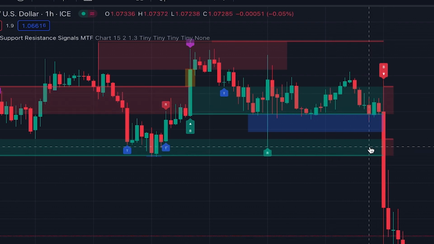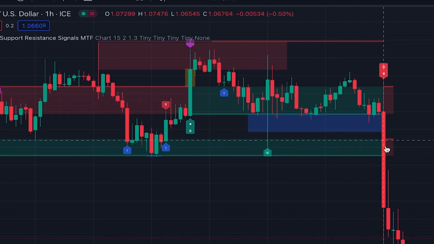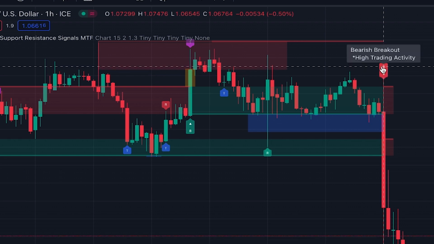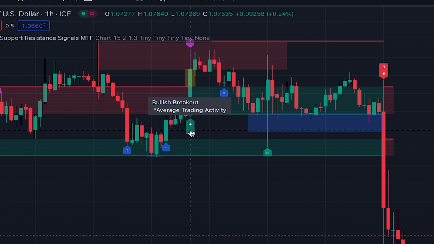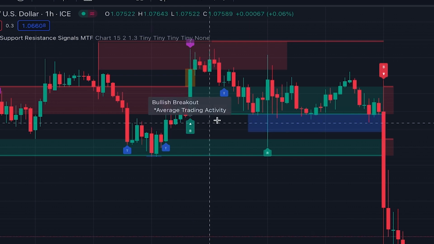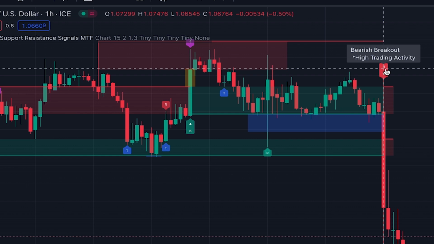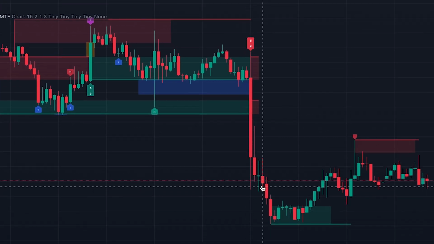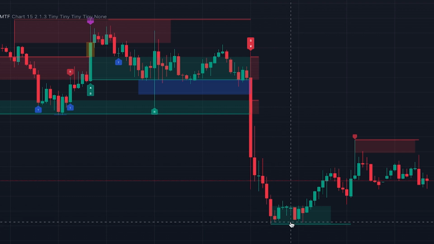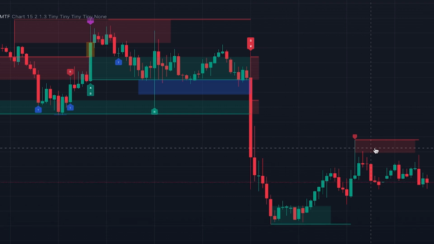here and also this support zone are broken with this large candle, and the label says bearish breakout with high trading activity. Unlike this breakout, which we had average trading activity, for this one we have high trading activity, so we have more probability for further movement of the price in the direction of the breakout. Here again it found support zone, and here a resistance zone.